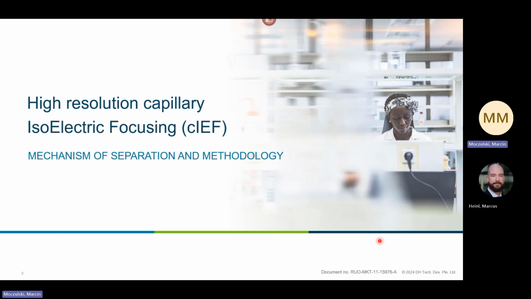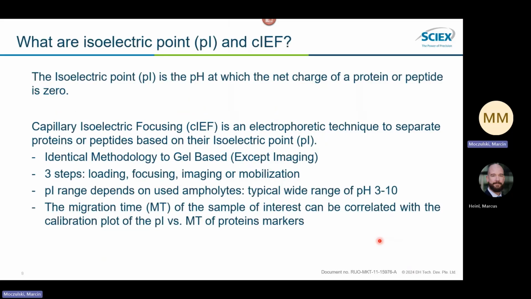For now, I would like to tell you more about the high-resolution capillary isoelectric focusing method. What is the isoelectric point? Proteins and peptides are amphoteric components, whose charge depends on the pH of the environment where they are placed. That means they can be either positively or negatively charged, depending on pH. However, if the pH is suitable to obtain a balance between carboxylic and amine groups, the net charge of these amphoteric components, such as proteins, will be zero.